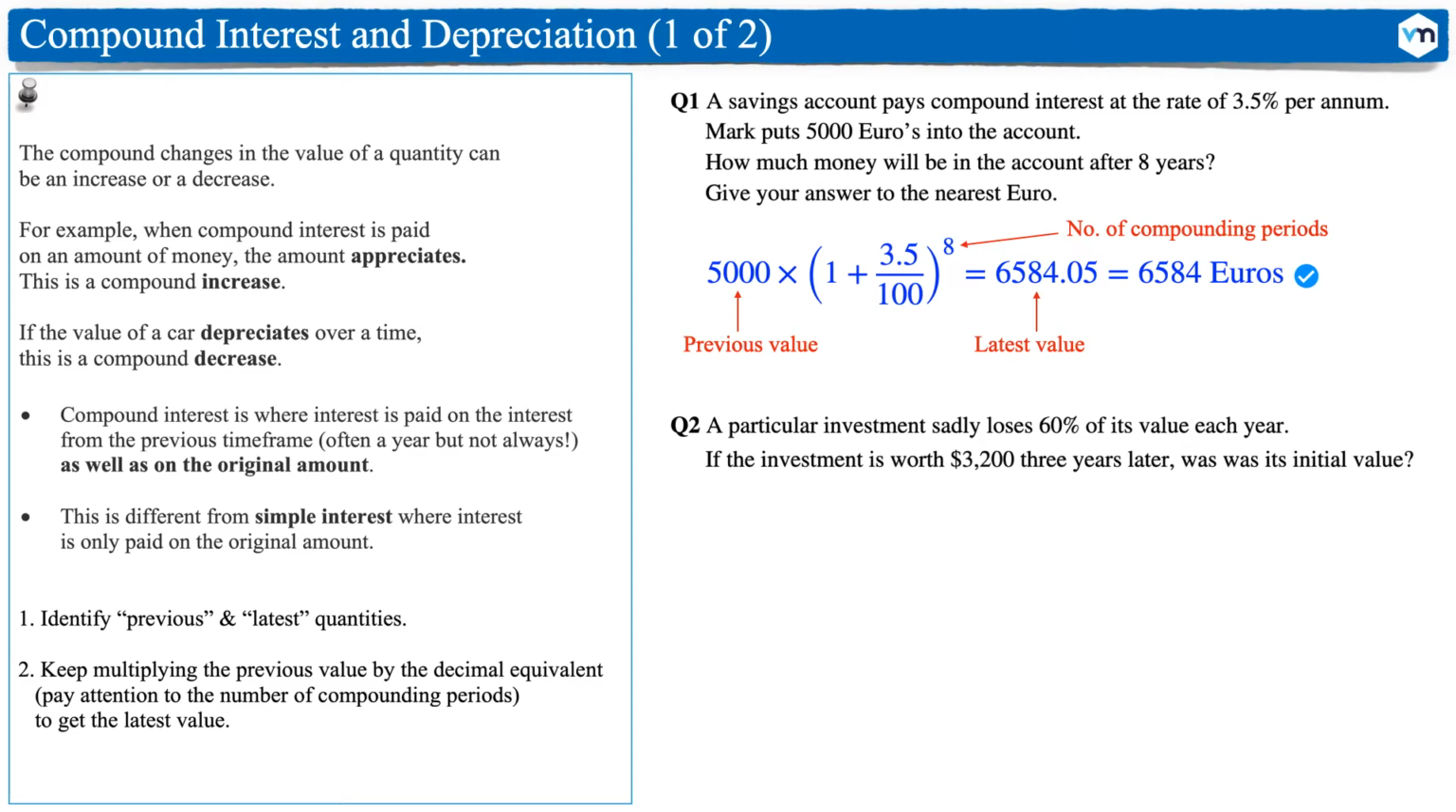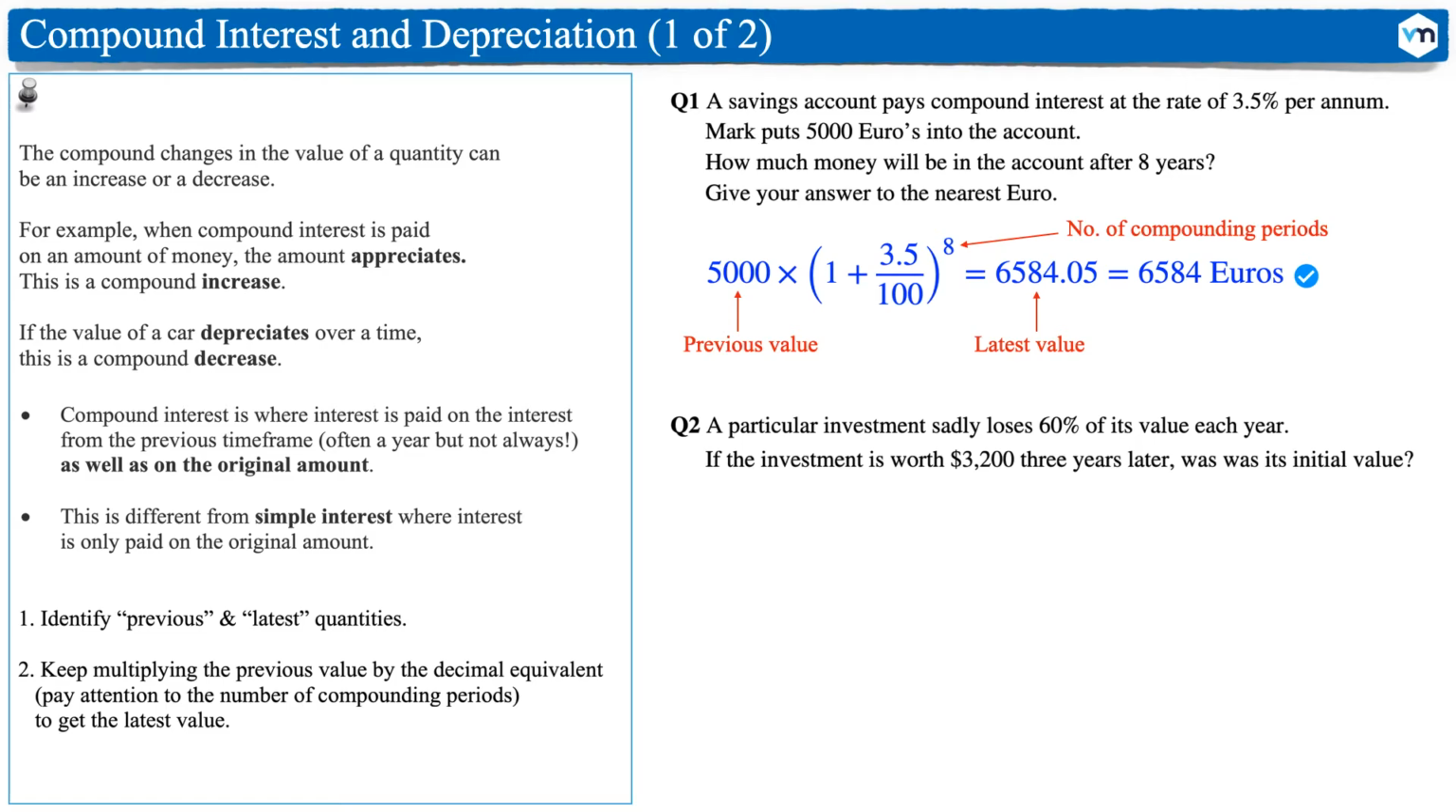In question 2, we're told that a particular investment sadly loses 60% of its value each year. The question continues, if the investment is worth $3,200 3 years later, what was its initial value?